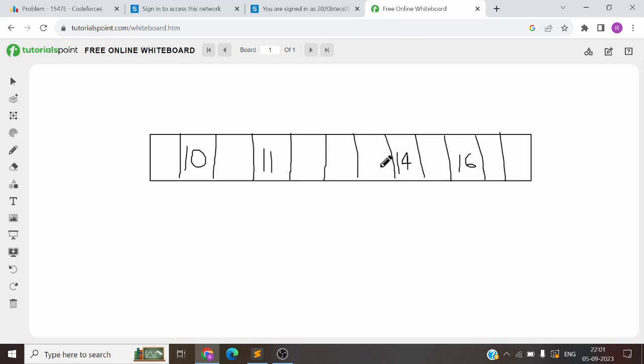I hope you have understood what we need to do. Now we will come to the optimal solution of it. Before coming to the optimal solution, we will try to look at some examples actually.